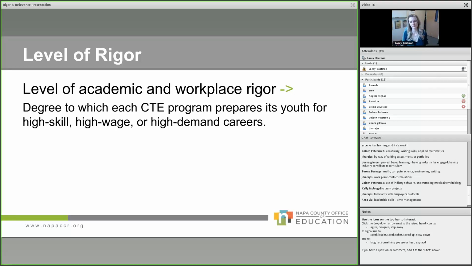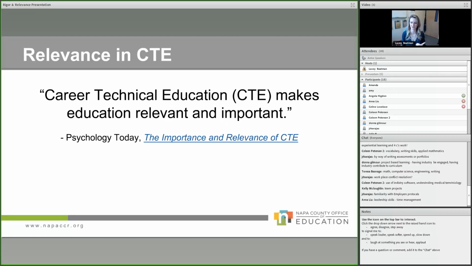So we've touched on this, right? The level of academic and workplace rigor is a direct correlation with the degree to which CTE programs prepare their youth for high skill, high wage, high demand careers. So with higher rigor, we're doing a better job at preparing our kids for those things. If we have lower rigor, we're doing a poorer job. It's a pretty simple correlation.